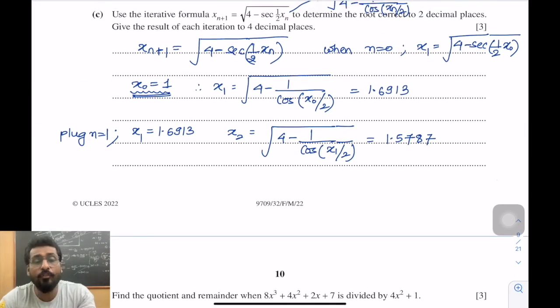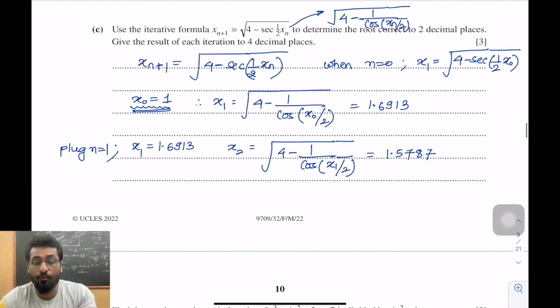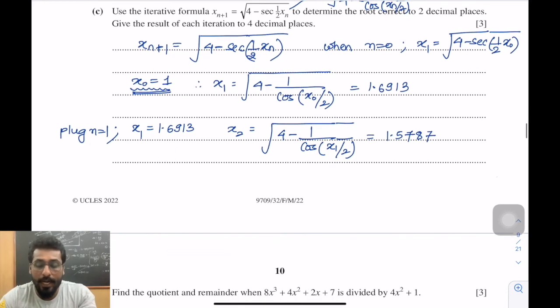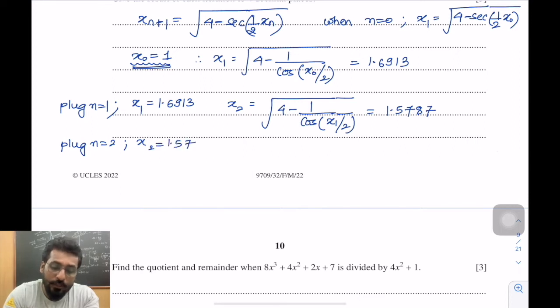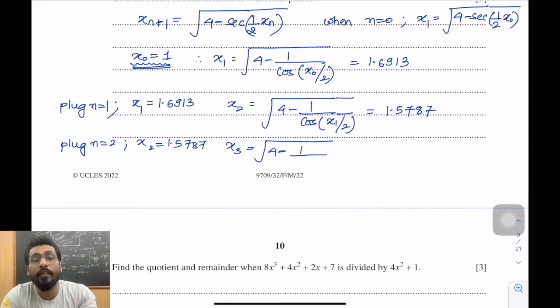So I have taken 2 iterations. The question is for 3 marks. Okay, so I still need to go further. So now I'm going to plug the value of n as 2. So I get x2 as 1.5787. I'm going to get x3. So you need not be writing all these steps, students. You can simply write the values of x1, x2, x3 and so on.